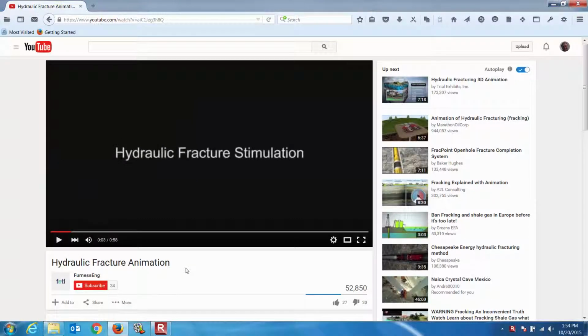Okay, here we go. A little bit more, a quick overview on the actual fracture stimulation itself. And then we're going to look into some drilling techniques here. So this is a quick overview. Take a look at it.